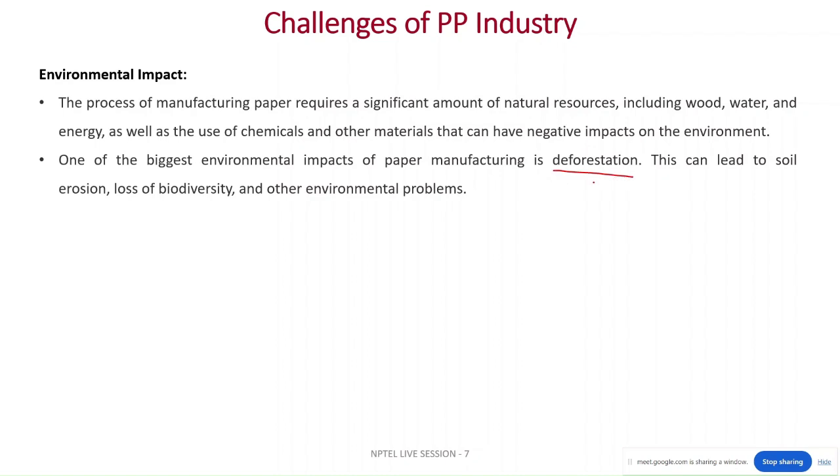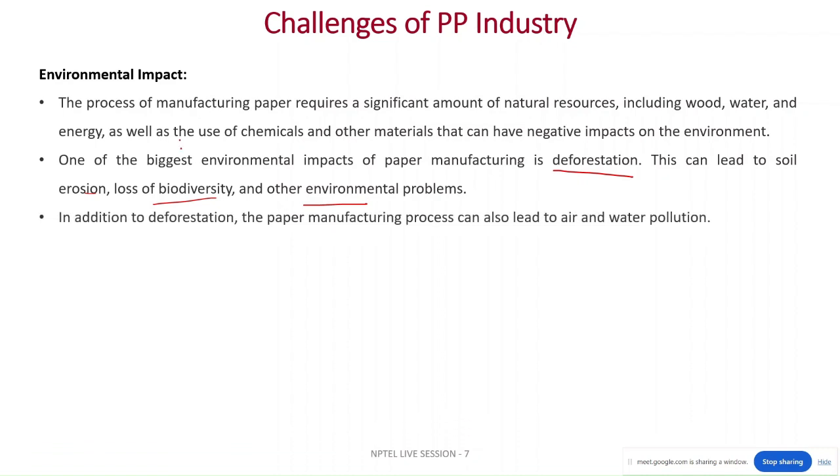For getting the wood pulp, you need wood as raw material, for which you have to cut down the trees, forest. So there is the process of deforestation. This can lead to soil erosion, loss of biodiversity, and other environmental problems as well. So in addition to deforestation, the paper manufacturing process can also lead to air and water pollution, right?